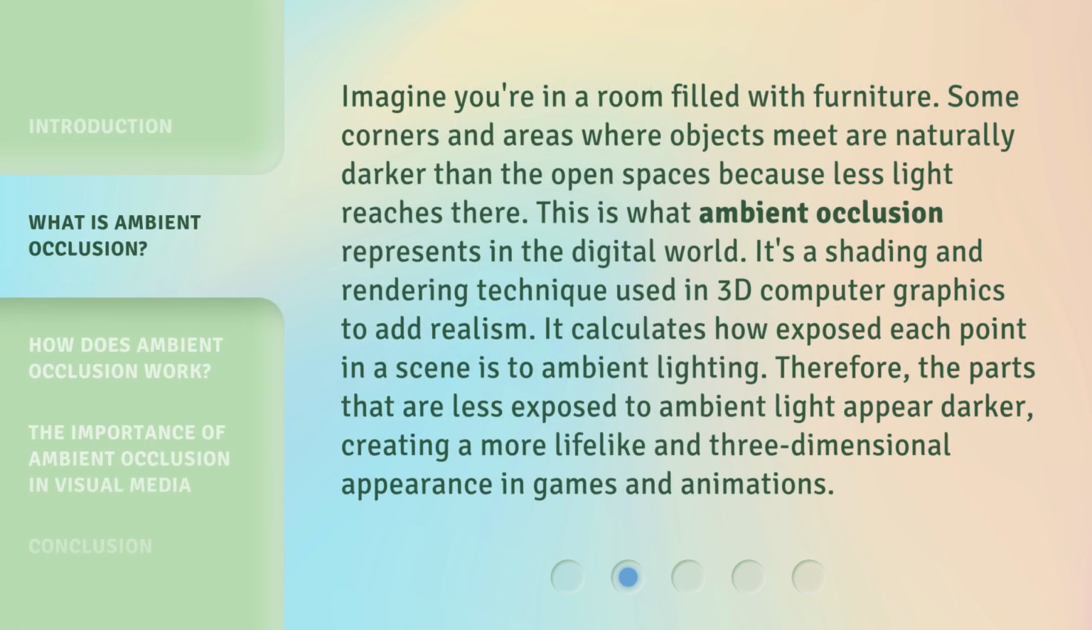Imagine you're in a room filled with furniture. Some corners and areas where objects meet are naturally darker than the open spaces because less light reaches there. This is what ambient occlusion represents in the digital world. It's a shading and rendering technique used in 3D computer graphics to add realism. It calculates how exposed each point in a scene is to ambient lighting. Therefore, the parts that are less exposed to ambient light appear darker, creating a more lifelike and three-dimensional appearance in games and animations.